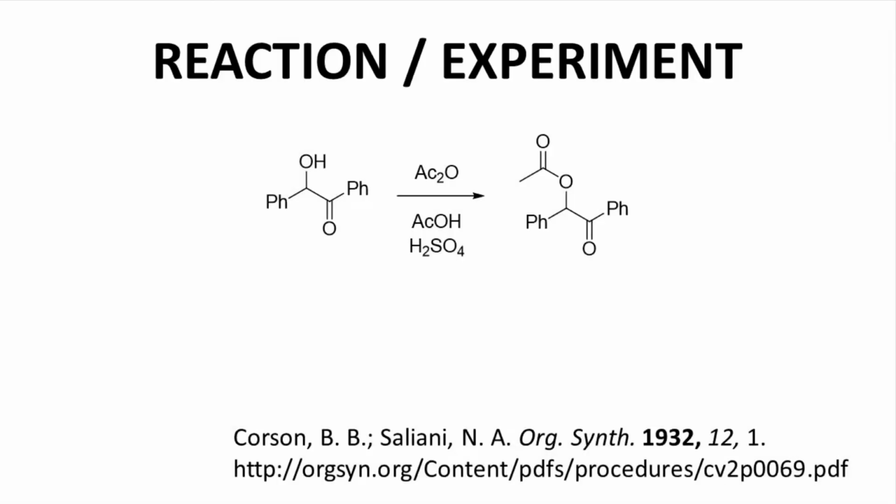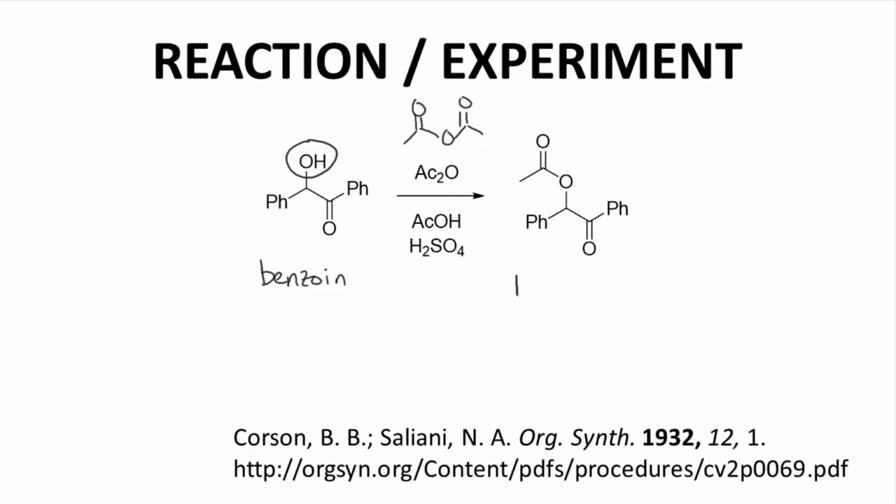Finally, we are ready to talk about our reaction. We are reacting benzoin, which contains an alcohol as a weak nucleophile with an acylation reagent, acetic anhydride. Here is the full structure of acetic anhydride. When acetic anhydride reacts with a nucleophile, it transfers an acyl group, specifically an acetyl group.